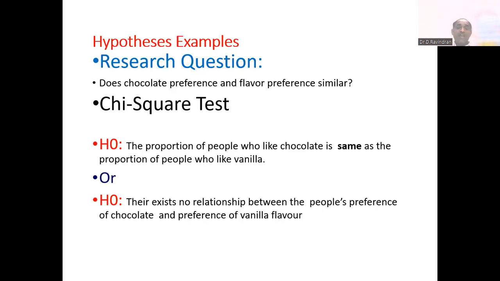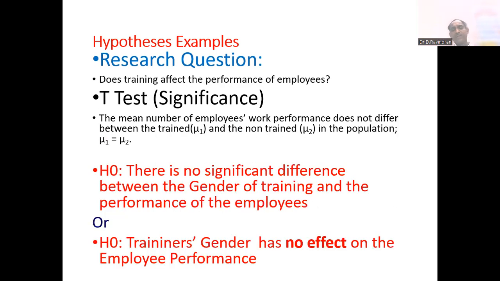Likewise, the same research question or research problem can be written in a different way. The meaning is whether there is a relationship or not. Same thing, it's a test of significance. We can call it a t-test. There are many tests, such as the independent sample t-test. Many tests are there. So here we use the word mean.